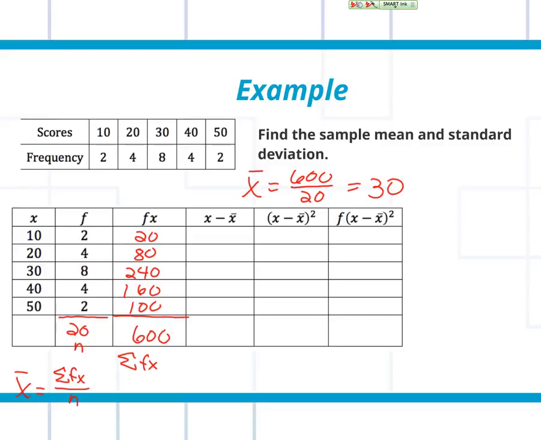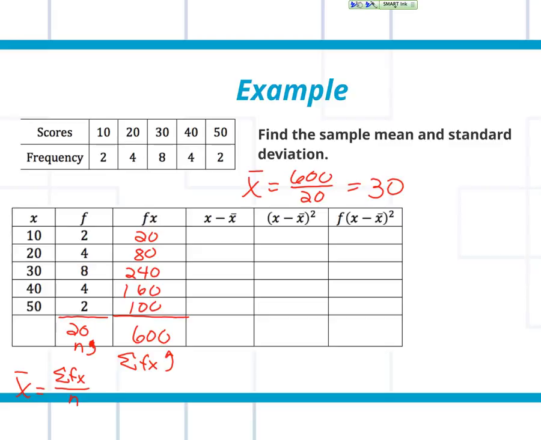You have to have the average to move forward. That's why we need that fx column. Are we ready for the next column, or are we not quite ready yet?